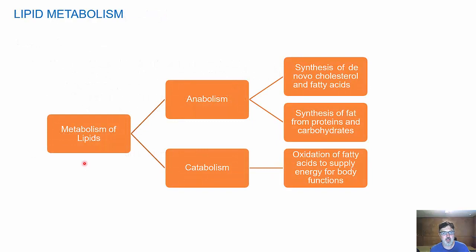Our next stop would be lipid metabolism. So when we're looking at lipid metabolism, we'll take a look at both the anabolic and the catabolic reactions. As for the anabolic reactions, the liver is responsible for the formation of cholesterol and fatty acids and can make these de novo, so it makes them out of the basic building blocks. And it can also synthesize fats from different proteins and carbohydrates. When we look at the catabolism, we'll also look at the oxidation, the breakdown of the fatty acids, and that's going to supply the body with a source of energy, if you would.